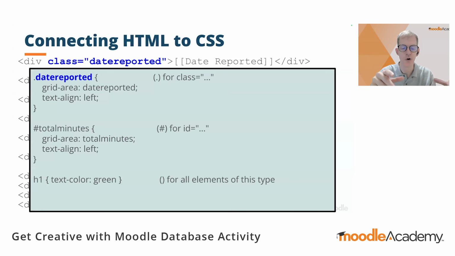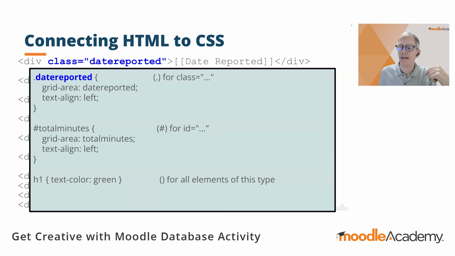So if you have any H1 tags in your template, they'll all be green. The text in there will appear as green. I hope you can get a basic idea, but of course you can explore this more on your own.